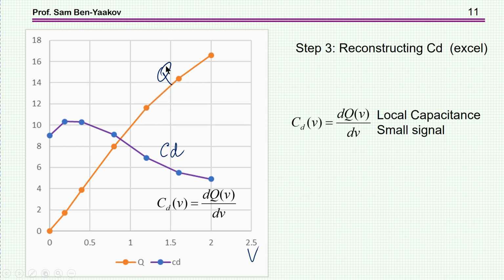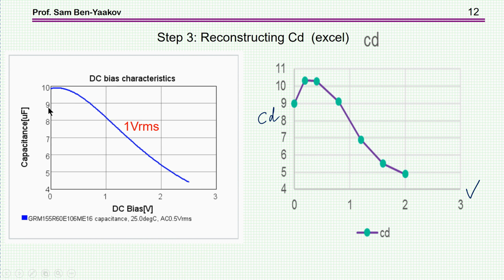Since I have now Q, I can look at the slopes and reconstruct C_D. That is the small signal capacitance defined as the dQ over dV of this curve. And this is what I got. Now, this information has been given by the manufacturer, so I've just reconstructed it. And this is what I got. And this is the information that the manufacturer has provided us.